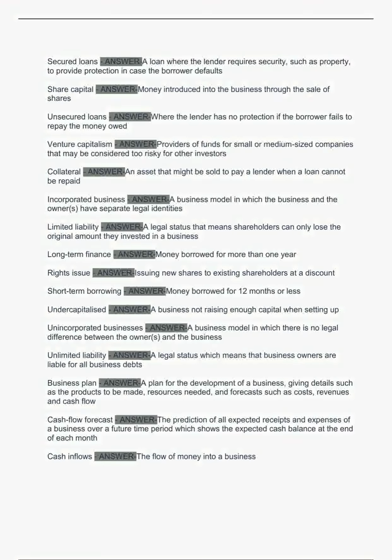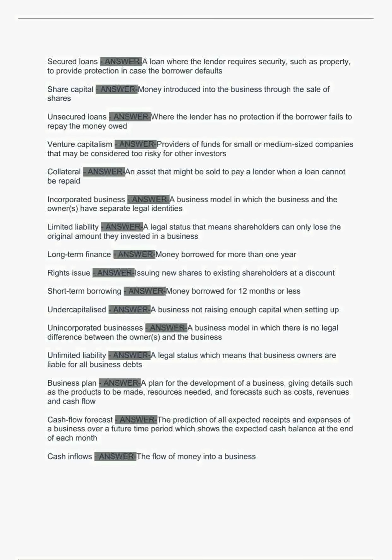Short-term borrowing. Answer. Money borrowed for 12 months or less. Undercapitalized. Answer. A business not raising enough capital when setting up. Unincorporated businesses. Answer. A business model in which there is no legal difference between the owners and the business. Unlimited liability. Answer. A legal status which means that business owners are liable for all business debts.